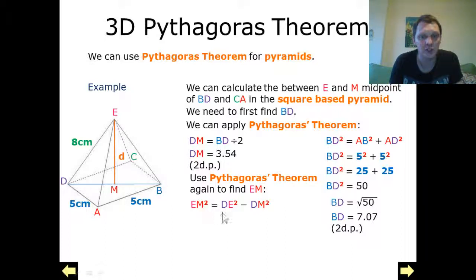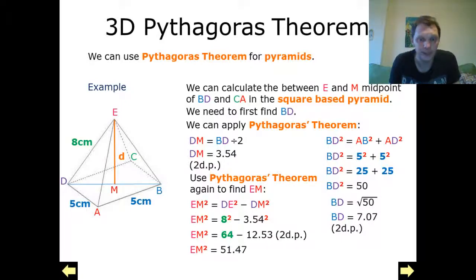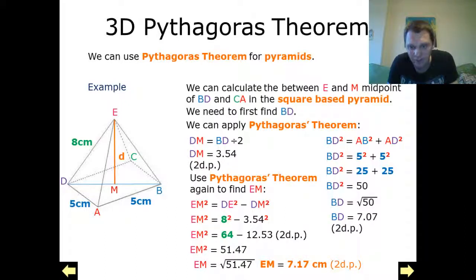So here, EM squared equals DE squared, because it's the hypotenuse, minus DM squared. So here we've got 8 squared minus 3.54 squared, which ends up giving us 51.74. And then square root of both sides gives me 7.17 centimeters to 2 decimal places. And that's using that information to work out the height of this pyramid.